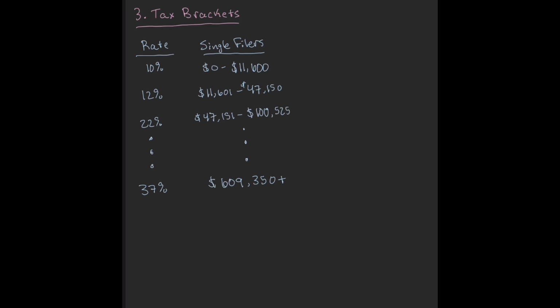Moving on to tax brackets. I think this is the biggest misconception, and for good reason. The tax system in the United States is progressive. So for your first $11,600, you're getting taxed at 10%. And then you make one more dollar, you get that taxed at 12%. So from $11,601 to $47,150, that's getting taxed at 12%.